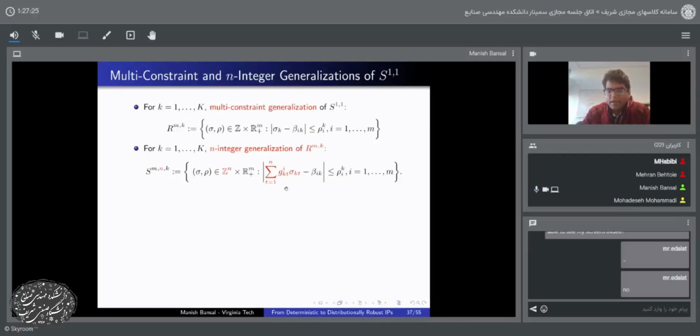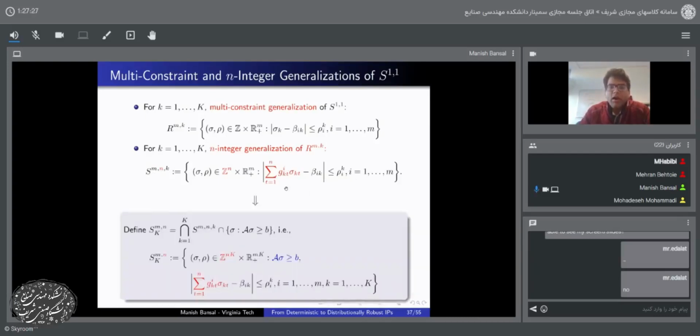Or if we want to take the intersection, we define this set SMN capital K, which is the intersection of the sets SMNk, where k goes from 1 to capital K, and also taking their intersection with the linear constraints A sigma greater than or equal to B, by which these integer variables are connected. And we denote this set by SMN capital K.